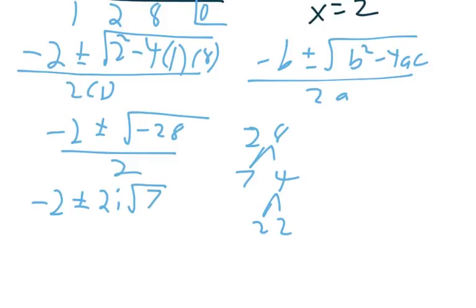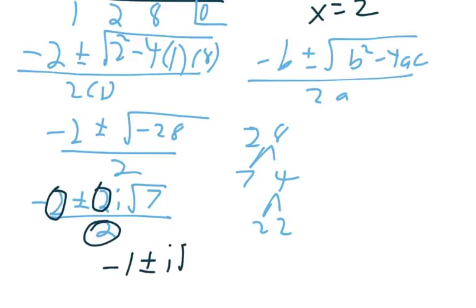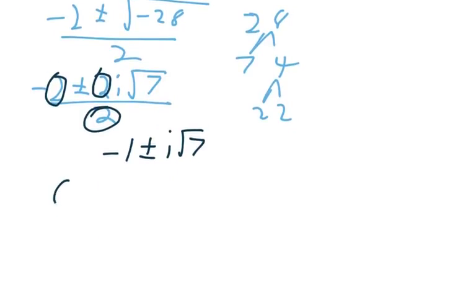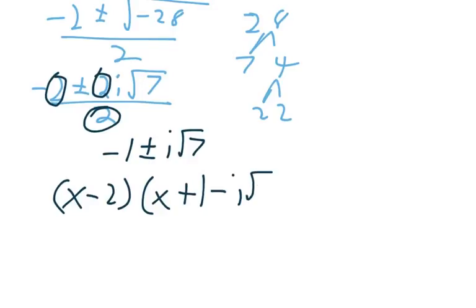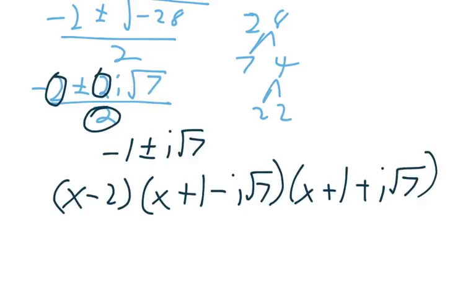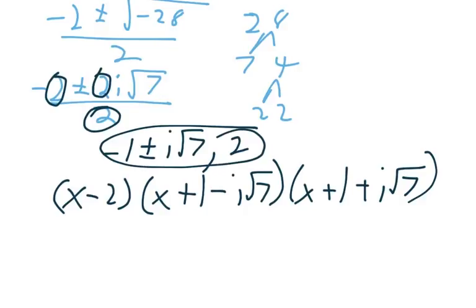Don't forget about the i because we're doing a negative over 2. Now each one of these 2's are in each one of them. So I got negative 1 plus or minus i square roots of 7. So if I had to factor this, I had x minus 2 from above, x plus 1 minus i square roots of 7, and x plus 1 plus i square roots of 7. And that's how you would factor this. And we got the 3 zeros right here.